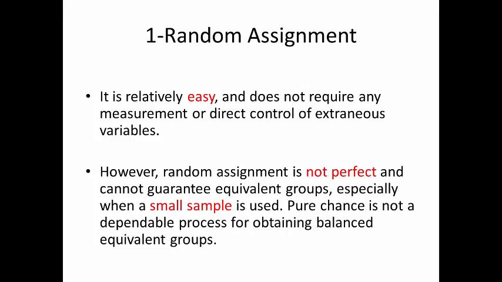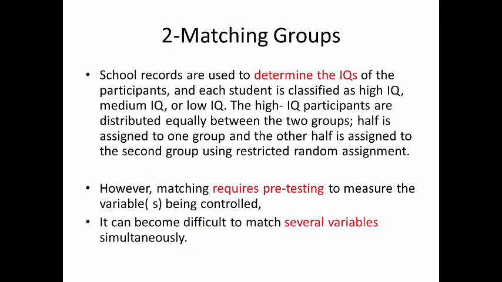However, no random assignment is perfect. So even if we do it randomly, it may happen that one group is still different from the other one, especially if we're dealing with small sample. So random assignment works better when we are dealing with larger sample, but when we have smaller samples, probably random assignment does not help a lot. Therefore, we have other ways to make groups comparable, including matching groups.